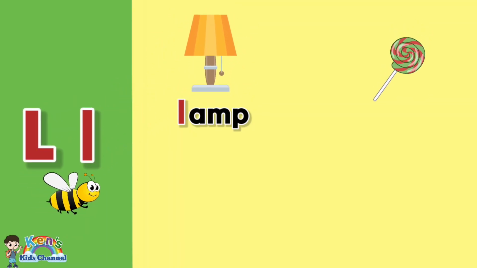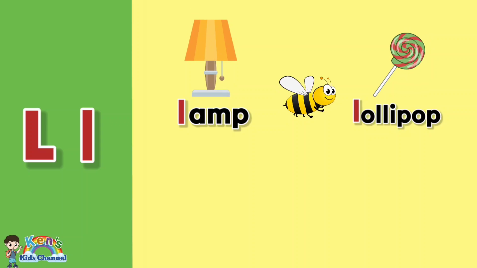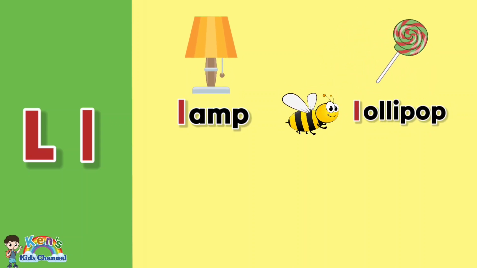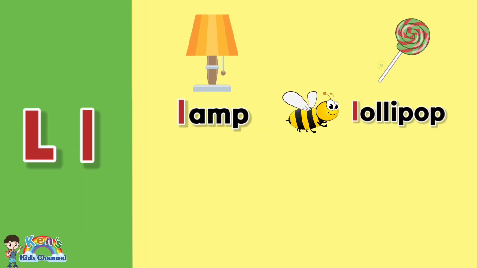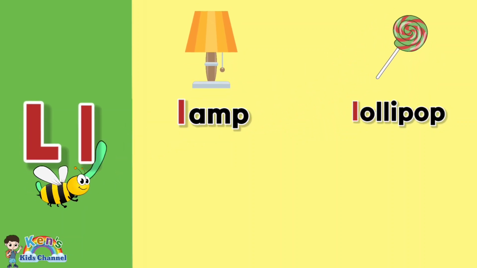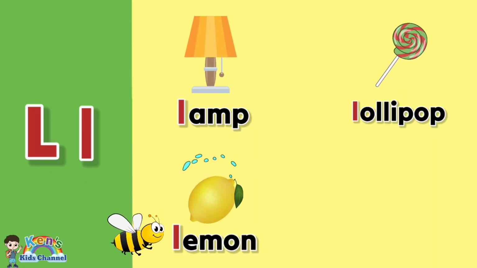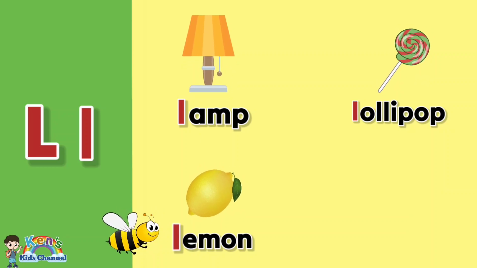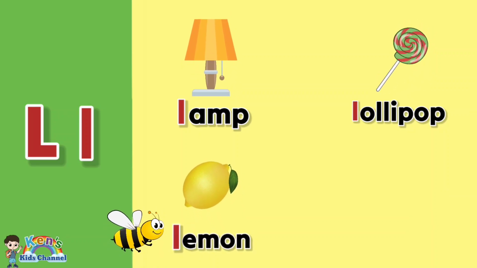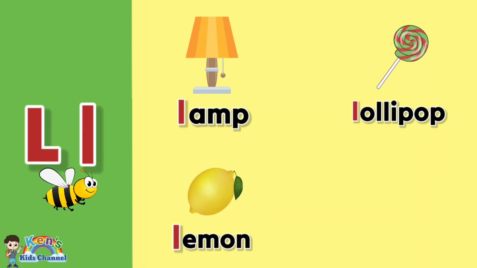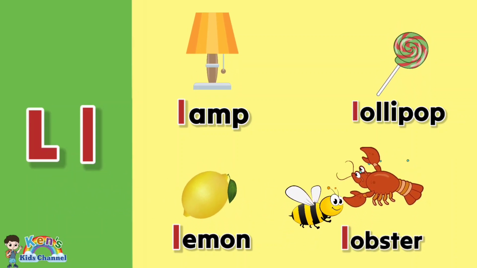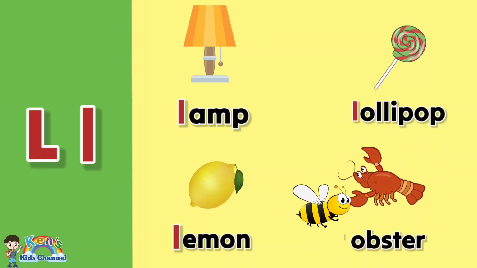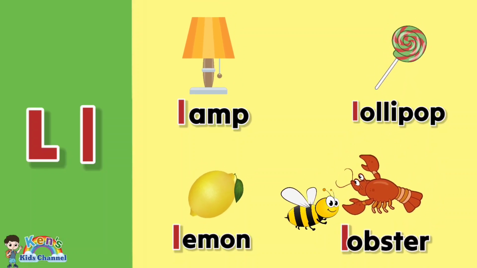Wow! L is for lollipop. Ooh, ooh, lollipop. Cool! L is for lemon. Ooh, ooh, lemon. L is for lobster. Ooh, ooh, lobster.